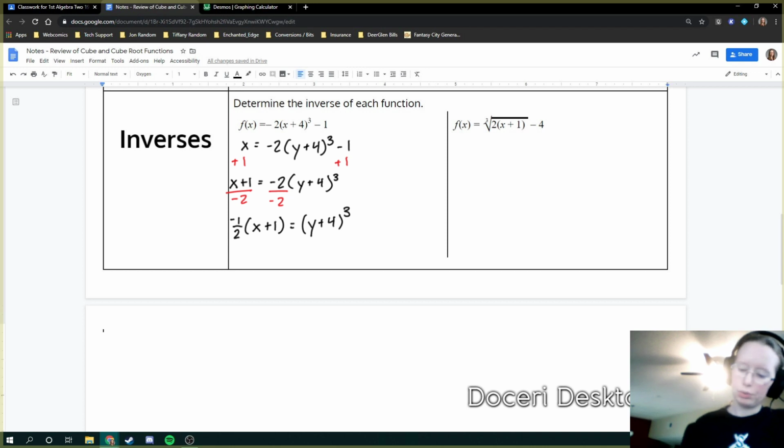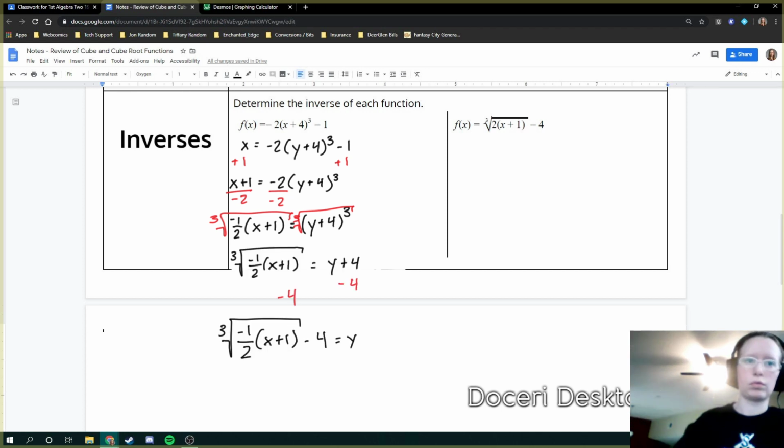Then I'll take the cube root of both sides. Remember, we're still just trying to get y by itself. Cube root, so we need to have the little 3 on the shelf. Boom.